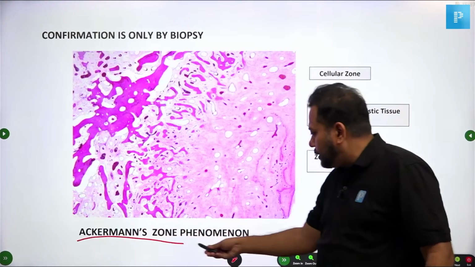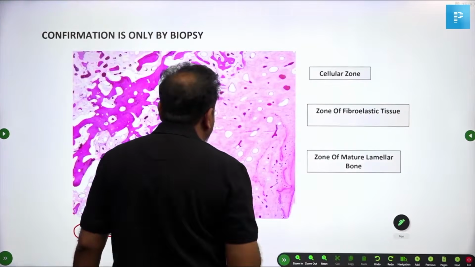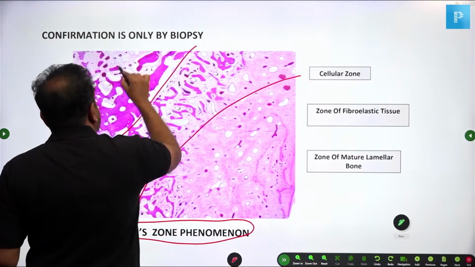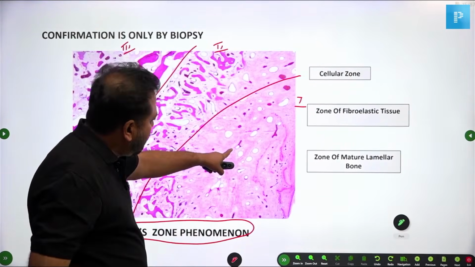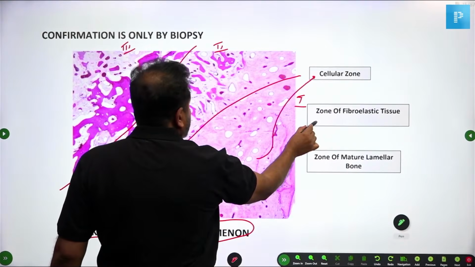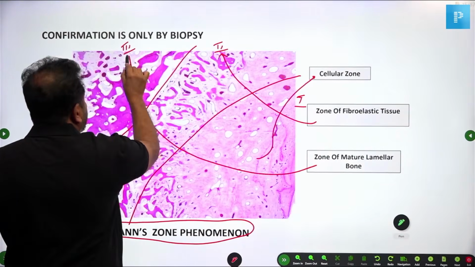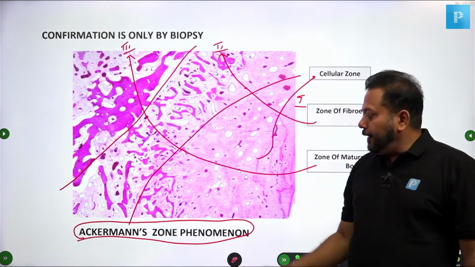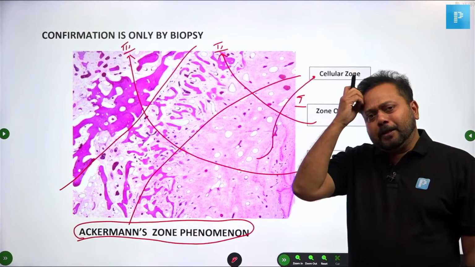The classical histopathological appearance is called the Ackermann zones phenomenon. On this histopathology, there are three zones. The innermost, first zone is called the cellular zone. The middle, second zone is the zone of fibroelastic tissue. The outermost, third zone is the zone of mature, well-oriented bone. This is the biopsy finding. Once the Ackermann zones phenomenon is there, the diagnosis of myositis ossificans is confirmed.